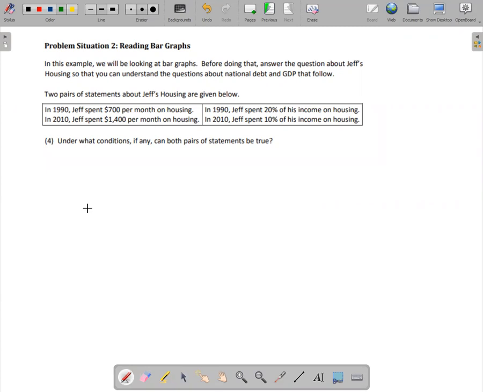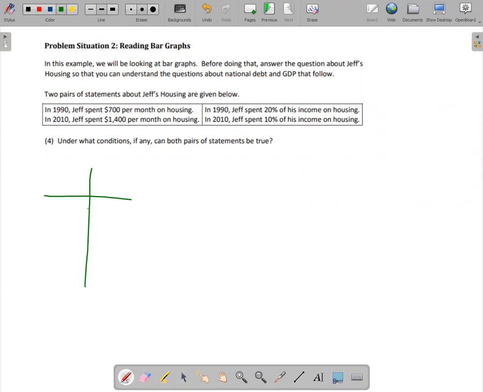All right, under what situation, what conditions, if any, can both pairs of statements be true? Okay, so in 1990 he just spent $700 a month on housing. In 2010 he spent $1,400. So I think I'm going to make a table to think about this, kind of like we have a table for the household income.